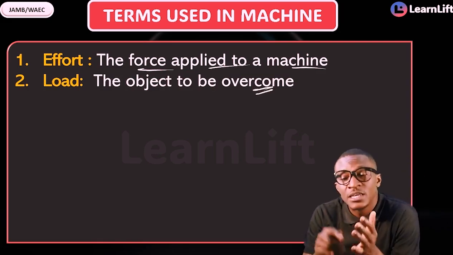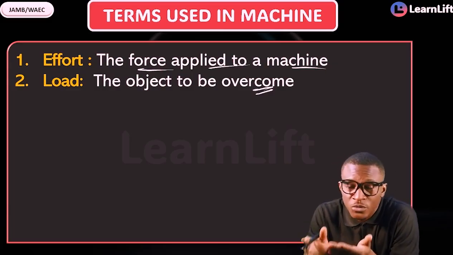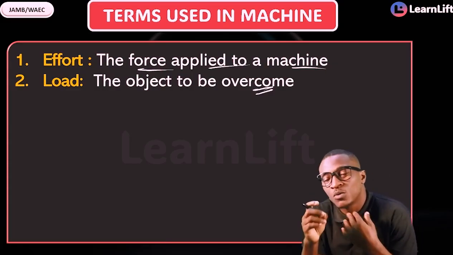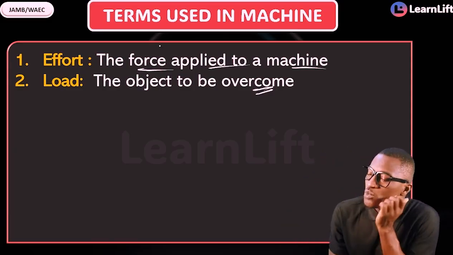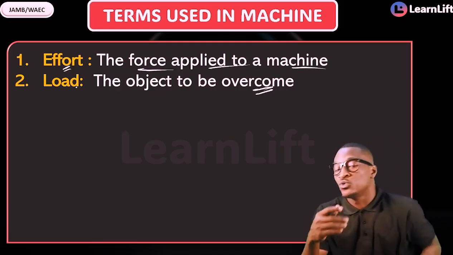Number 1, effort is the force you apply to the machine. Number 2, the load is the object to be overcome. We said the object to be overcome is called the load. Do you understand? That's why we said that for you to be a machine, you must use more effort for large load.